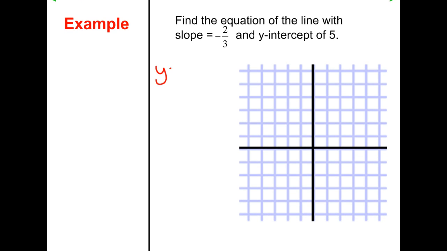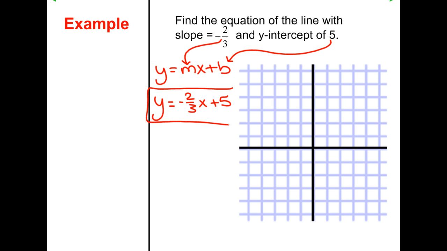So again, slope-intercept form is y equals mx plus b. All we have to do is plug in our pieces. Our slope is our m, and our y-intercept is our b. So, y equals -2/3 x plus 5. There's our slope-intercept form. There's our equation. Now again, I suggest graphing this equation just to get extra practice.